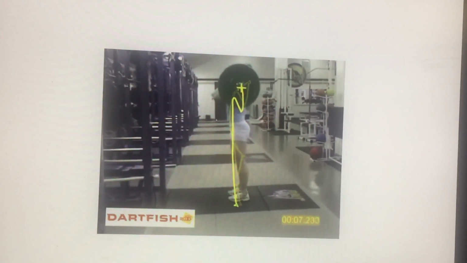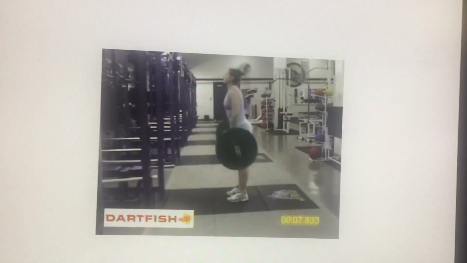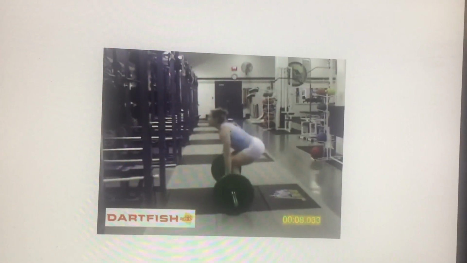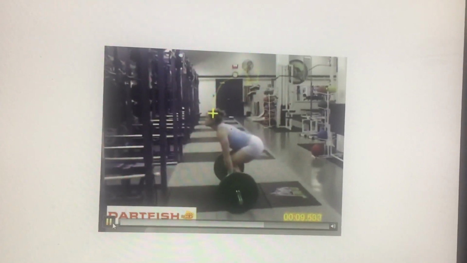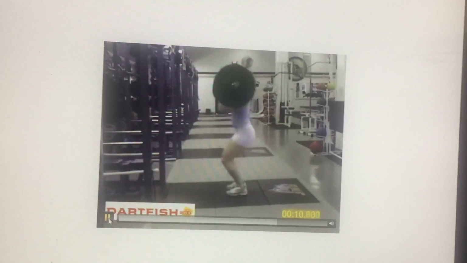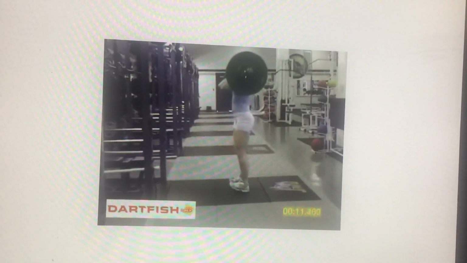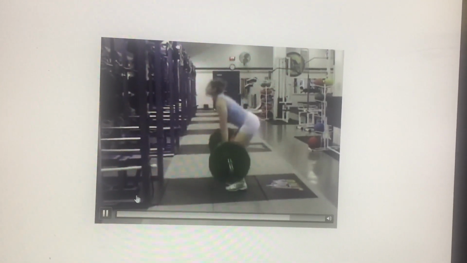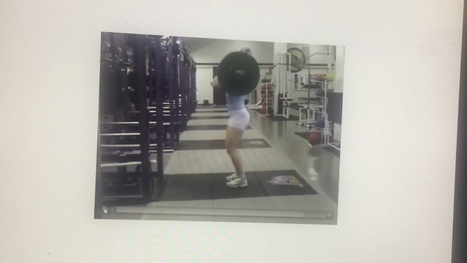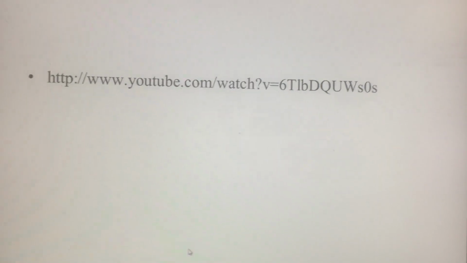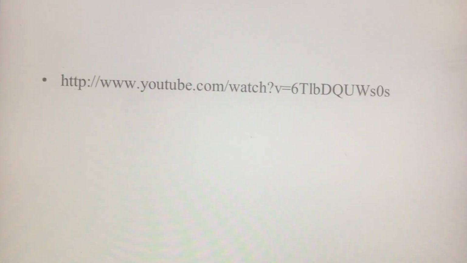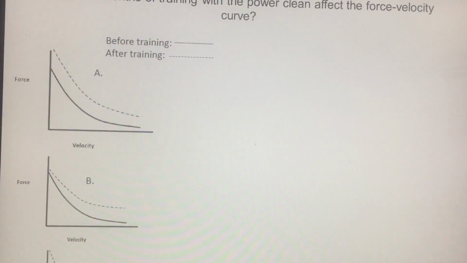So things like football, any type of sport where you might be doing throwing and track and field, like javelin or shot put, where you have to generate strength but at fast velocities. So a lot of sports would require this. And I've got a YouTube video link for you there, that you can look at that Power Clean video.